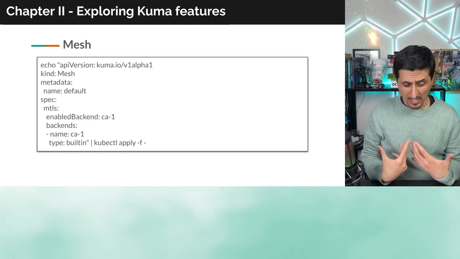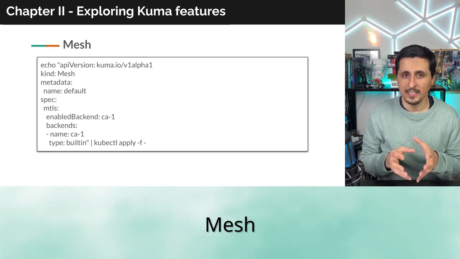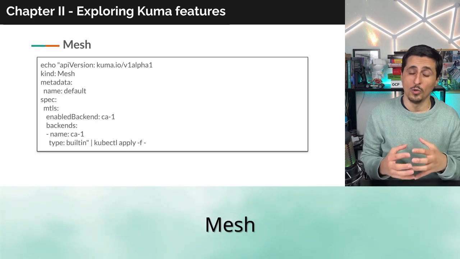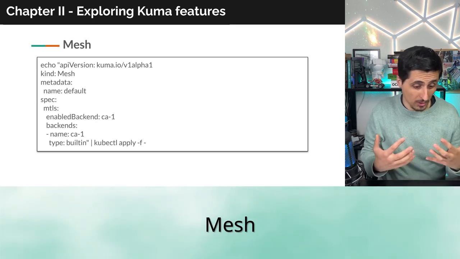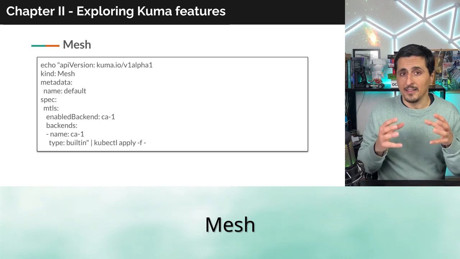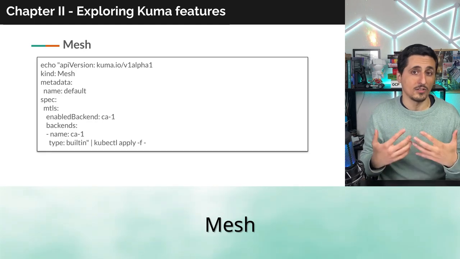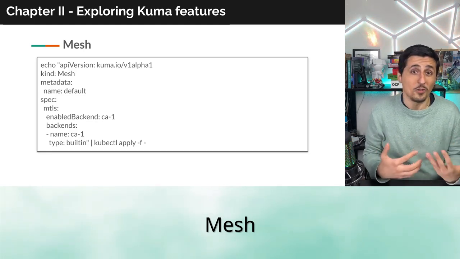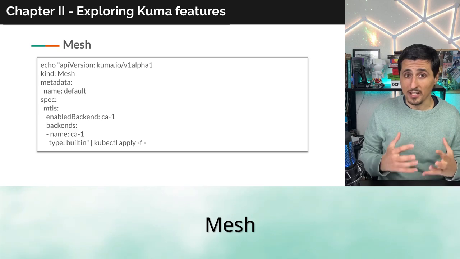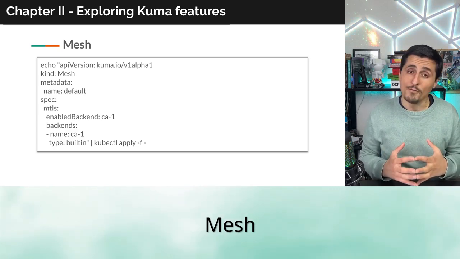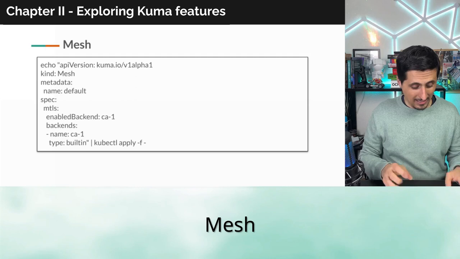mesh has a specification which is the MTLS specification. What we are establishing here is mutual TLS between two or more services. In our case, we are going to apply this to all services at one time, and this means that all the services will have to certify who they are to each other. But we as users, as configurators of our mesh, don't need to worry about the certificates and the installation of the certificates. Kuma will do this for us via the Envoy sidecars that it injects next to our containers. So let's apply this one.